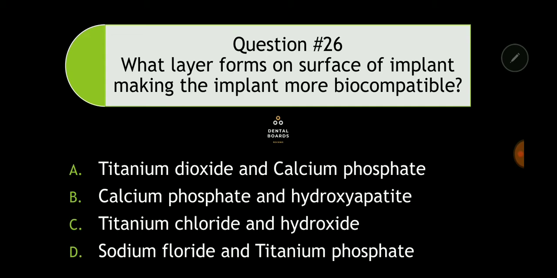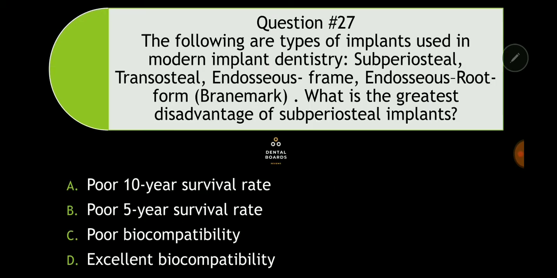Question number 26. What layer forms on the surface of the implant, making the implant more biocompatible? Is it A, titanium dioxide and calcium phosphate, B, calcium phosphate and hydroxyapatite, C, titanium chloride and hydroxide, or D, sodium fluoride and titanium phosphate? If you said C, you're correct.